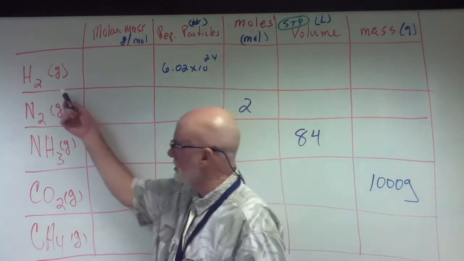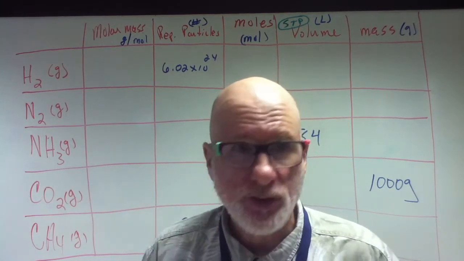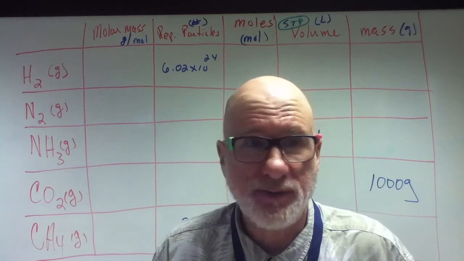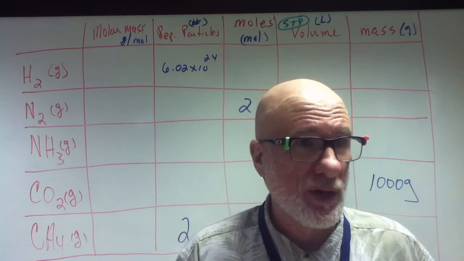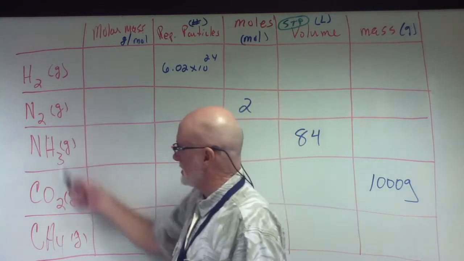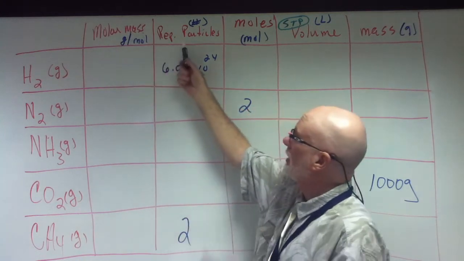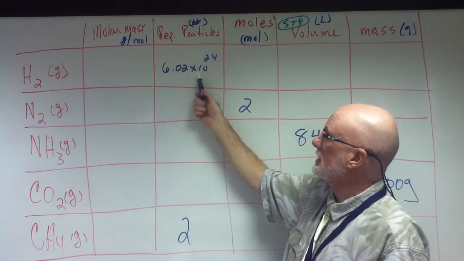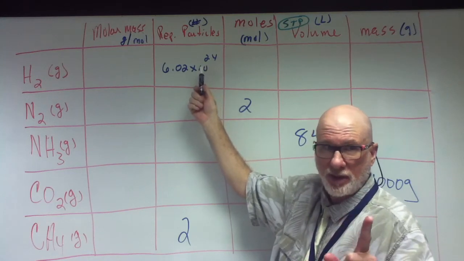These are the particles. I just chose gases because you can do volumes with gases. A solid obviously doesn't have a volume. The molar volume of all the gases is the same, 22.4 liters, yes? So I chose all gases. These are the particles. This is the molar volume of each. This is the representative particles. In other words, this is 6.02 times 10 to the 23, 10 to the 24. Remember, a mole is 10 to the 23.